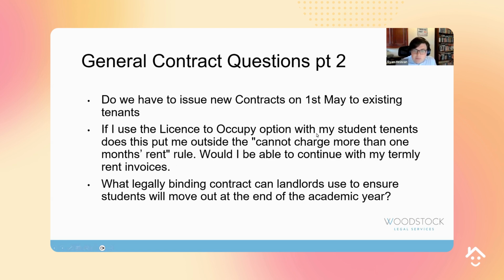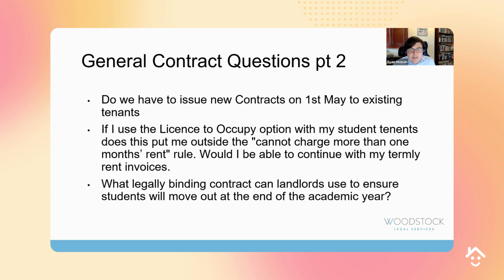If I use the license to occupy option, does this put me outside the cannot-charge-more-than-1-month's-rent rule? Would I be able to continue with my termly rent invoices? Yes. The way the Renters' Rights Act and the Tenant Fees Act work with regards to advance rent, and we'll be touching on advance rent later on specifically, they're all about assured tenancies. If you're creating assured tenancies, then certain rules apply. If you're creating licenses, this is one of the advantages: certain rules don't apply to you, and the rent advance is one of those rules.